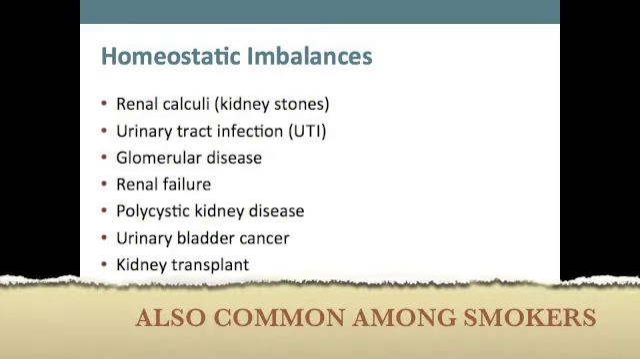Urinary bladder cancer. Each year, nearly 12,000 Americans die from urinary bladder cancer. It generally strikes people over 50 years of age and is 3 times more likely to develop in males than females.